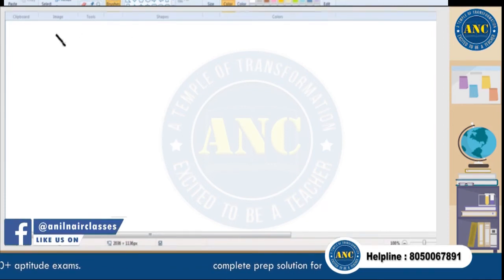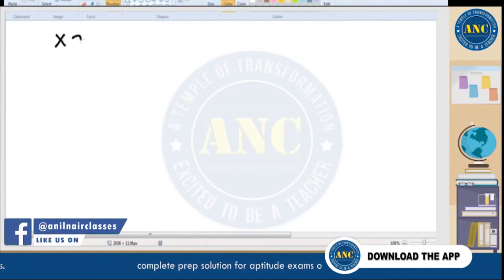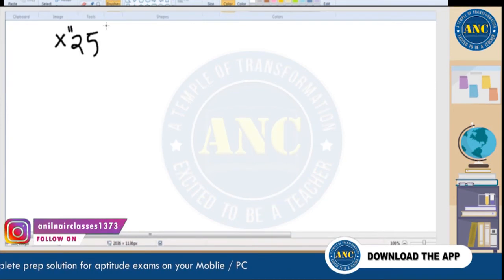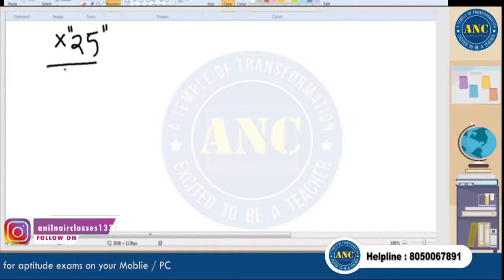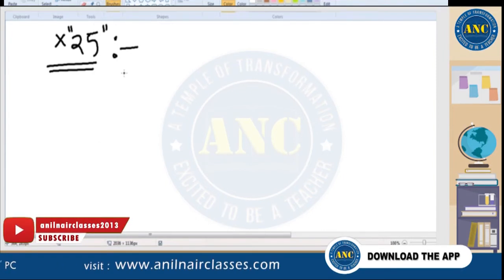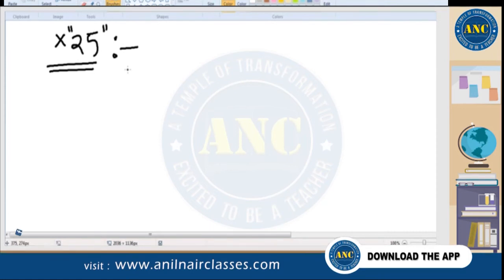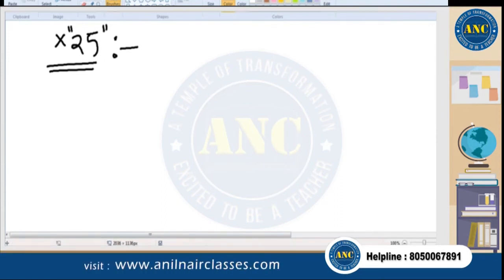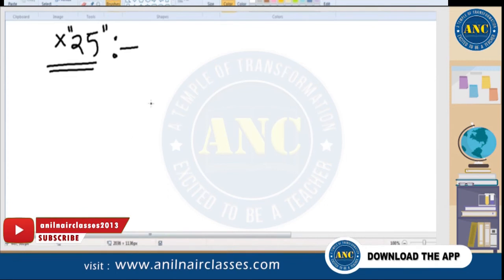Same concept I just wanted to use. Now I again come back to 5, sir. One more method is there. Now my question is multiplication of any number with 25. Put the heading: multiplication of any number with 25. It may be 2 digit, 3 digit, 4 digit, up to so on, any number of digits, sir.